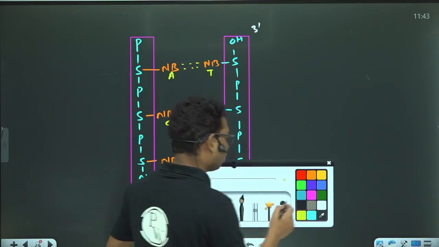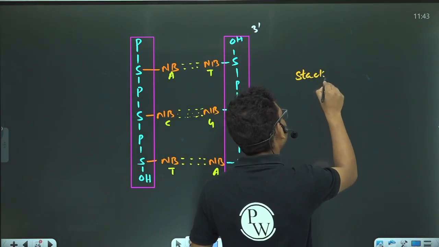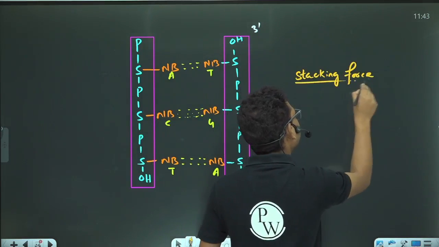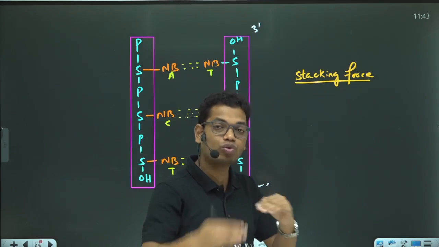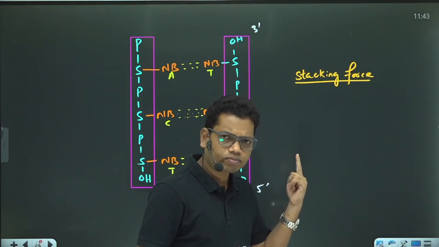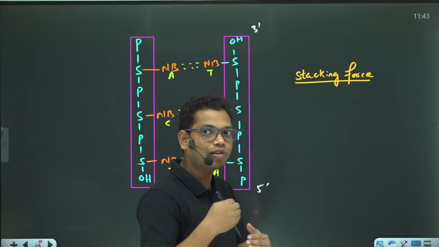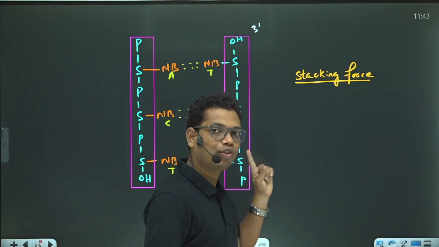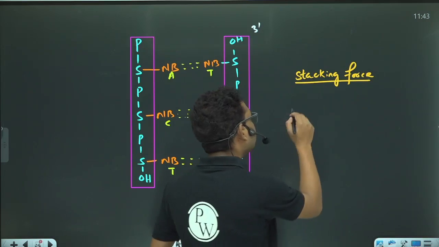So what is stacking force? Let me write over here. Please write. Stacking force is the force of interaction between two adjacent base pairs. Second, it is the major force for stabilizing the DNA, not the hydrogen bond. This stacking force is the major force for stabilizing the DNA molecules. And then this is sequence dependent.